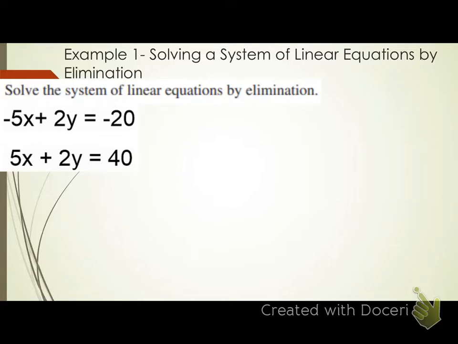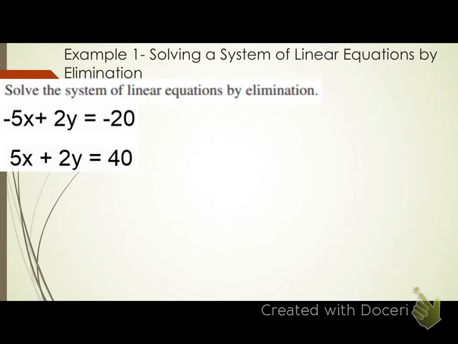Okay, so step 1 done. Step 2, what does it say? Multiply one or both equations by a constant so that the coefficients of the x terms or the coefficients of the y terms are the same number with opposite signs. Very good. In front of x or y, I need the same number with opposite signs.